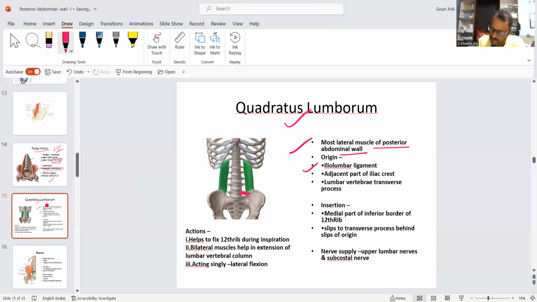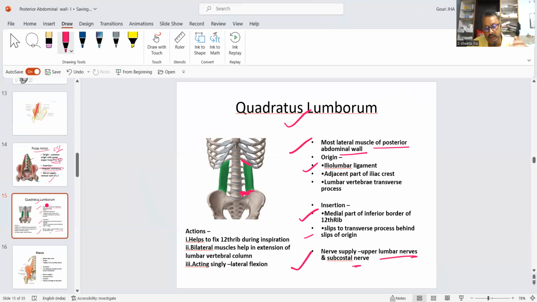It also originates from the adjacent part of the iliac crest and the transverse processes of the lumbar vertebrae. Where does it get inserted? It gets inserted into the medial part of the inferior border of the 12th rib. See the 12th rib, it is getting inserted to the 12th rib, and slips to the transverse processes behind the slip of the origin. Its nerve supply is the upper lumbar nerves and the subcostal nerve.